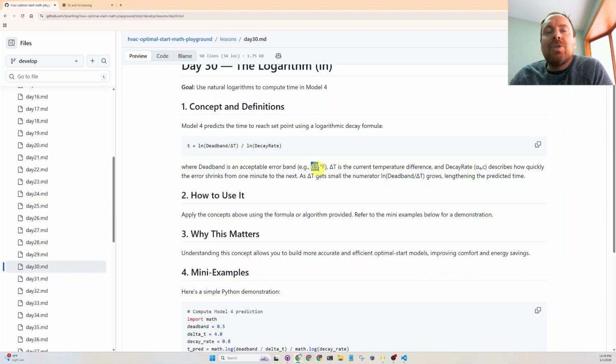0.5, which is way too small for a real world application. Delta T is the current temperature difference and decay rate, alpha C, describes how quickly air shrinks from one minute to the next. As delta T gets small, the numerator in log deadband divided by delta T grows, lengthening the predicted time.